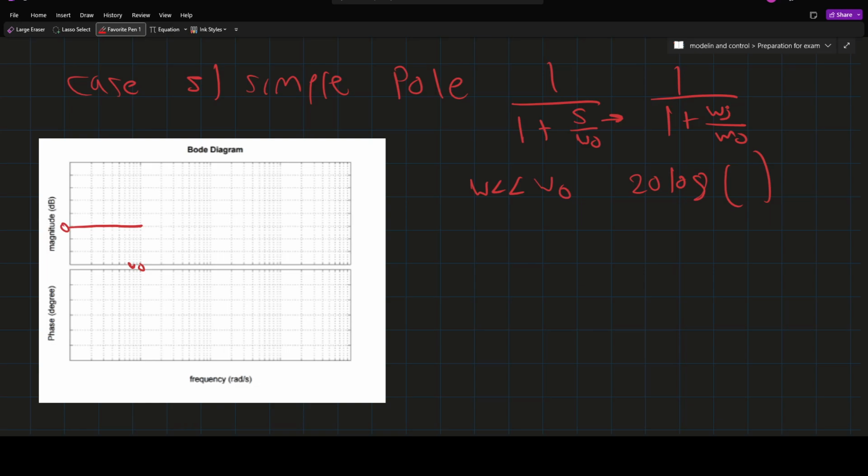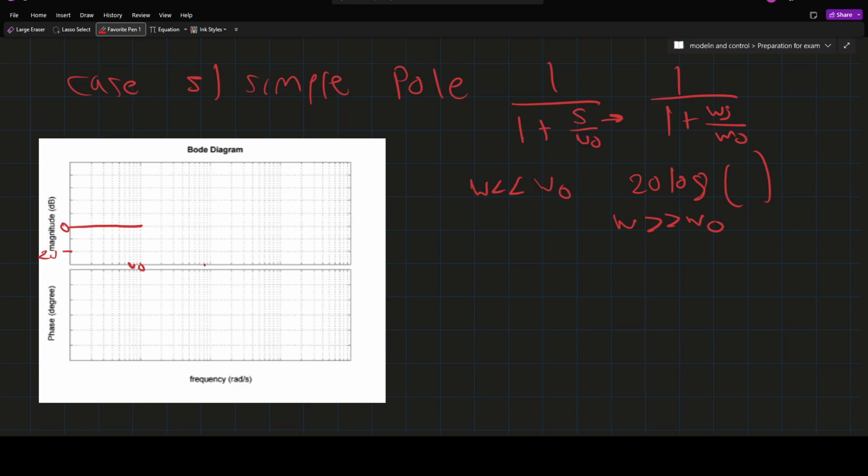Now, when omega is a lot bigger than omega naught, so when this one is a lot bigger, all that's going to matter is omega, and we're going to have 1 over omega. So this is going to be a negative value of minus 20.